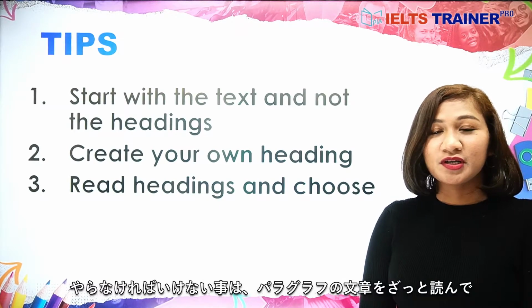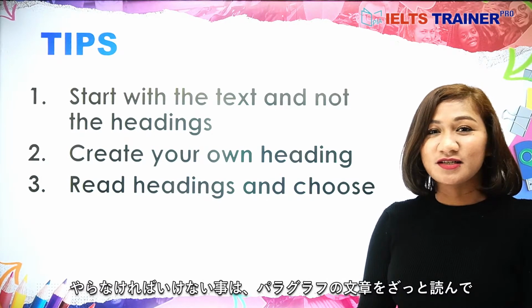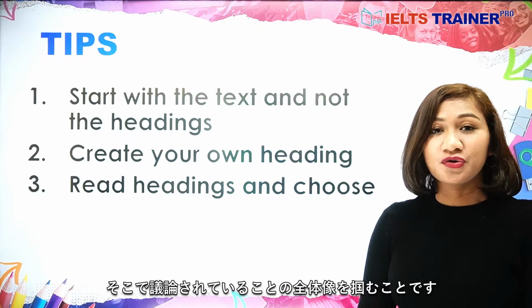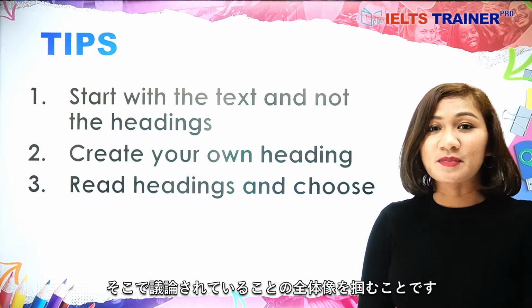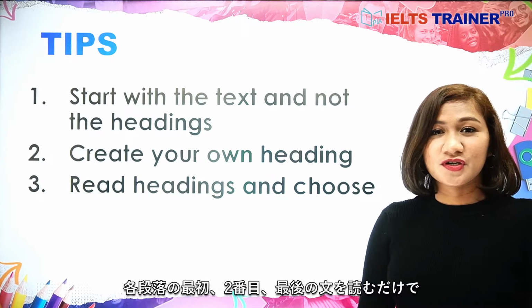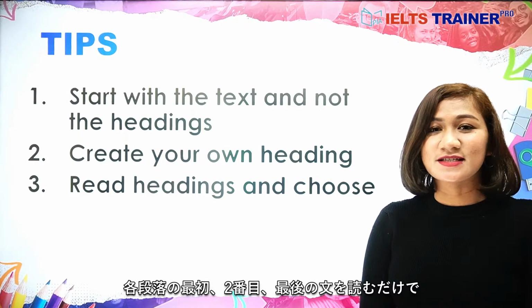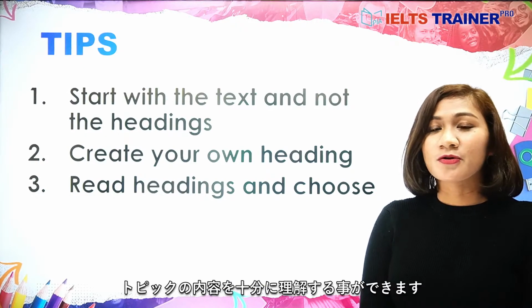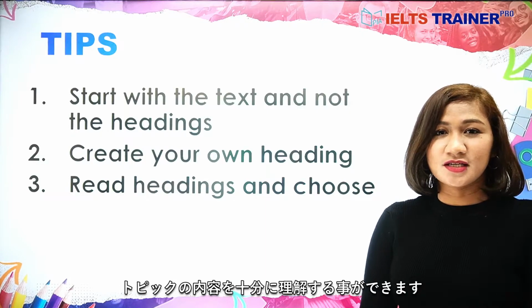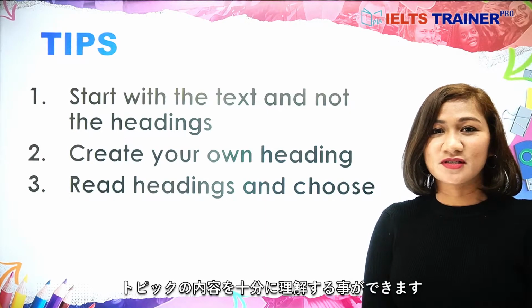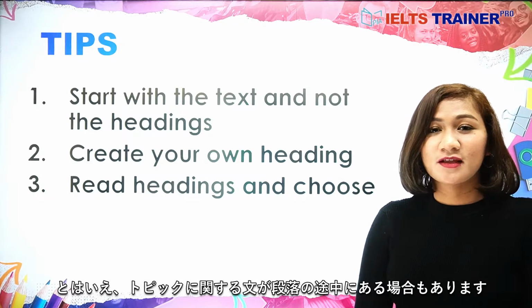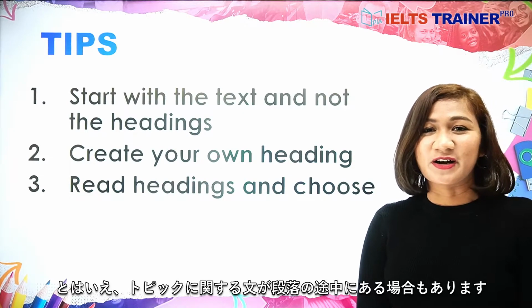All you need to do is to skim over the sentences in the paragraph to get an overall view of what is being discussed in the passage. Reading the first, the second, and the last sentences in each paragraph will already be enough for you to get an idea of what the topic is all about. There are times, however, that the topic sentence is in the middle of a paragraph.